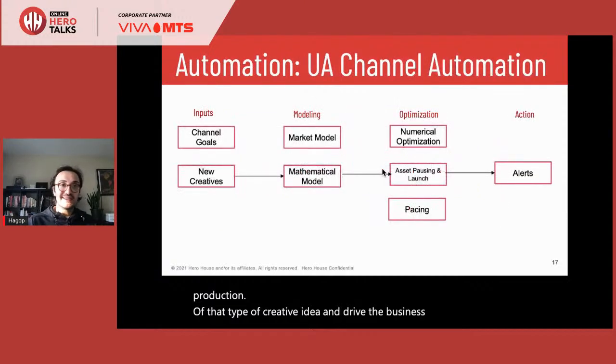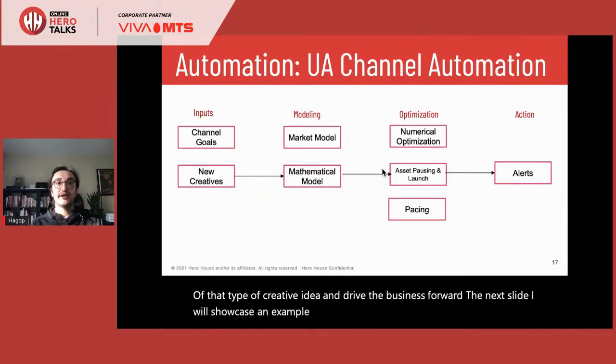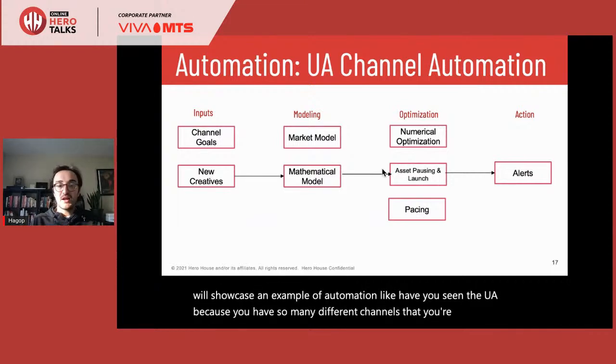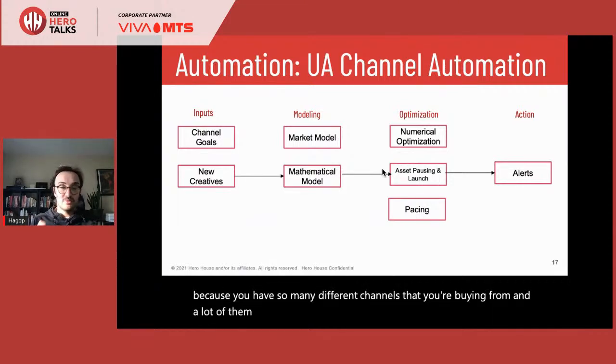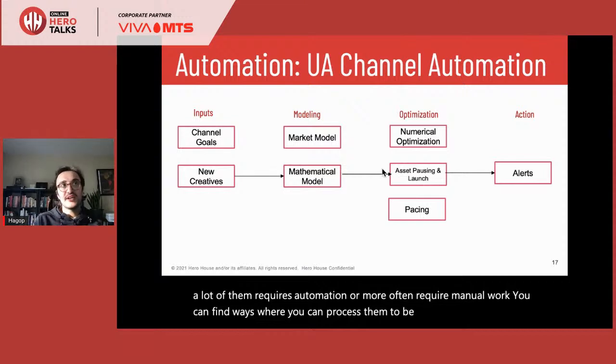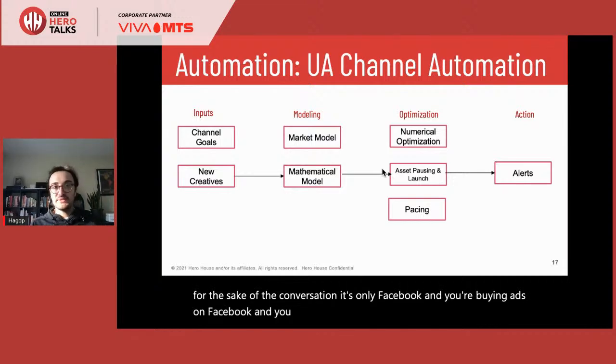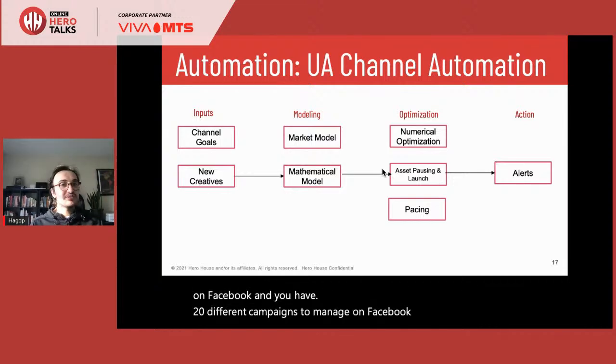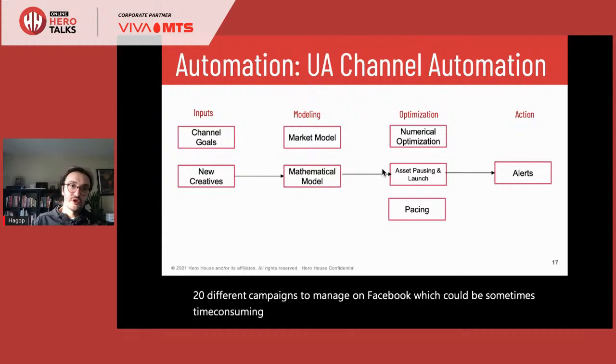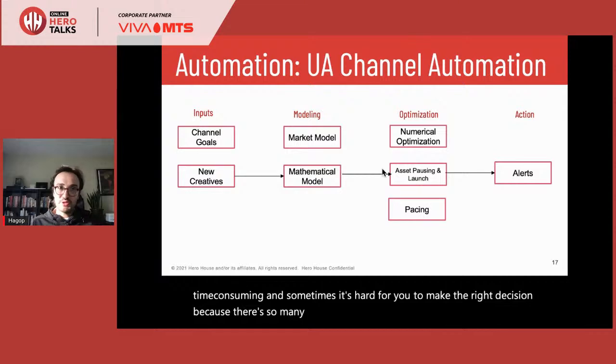In the next slide, I will showcase an example of automation. Obviously in the UA, because you have so many different channels that you're buying from, a lot of them require automation work, a lot of them require manual work. You can find ways to process them to be more automatic. Let's say for the sake of the conversation, it's only Facebook, and you have 20 different campaigns to manage, which could sometimes be time consuming, and sometimes it's hard to make the right decisions because there's so much data and information going on.